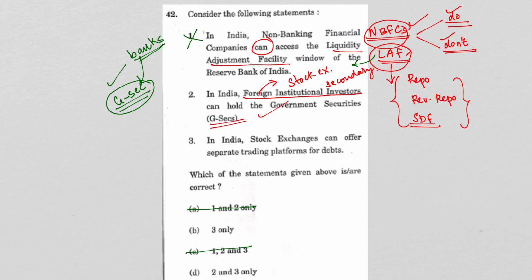In India, stock exchanges can offer a separate trading platform for debt. Now we know that stock exchanges deal with debt as well as with equity. For the debt part, the stock exchanges can have a separate trading platform, which is also a general statement which can be there. So this is also correct.